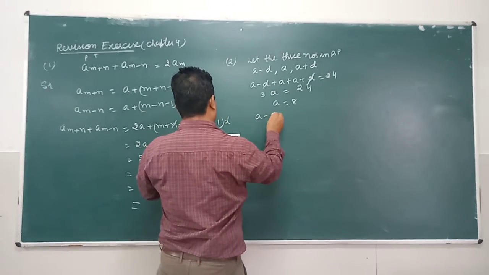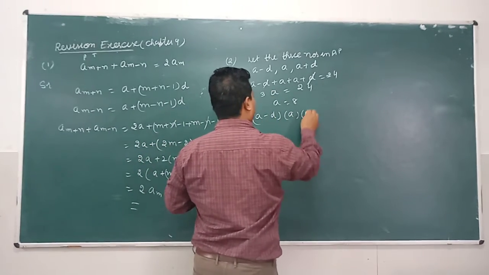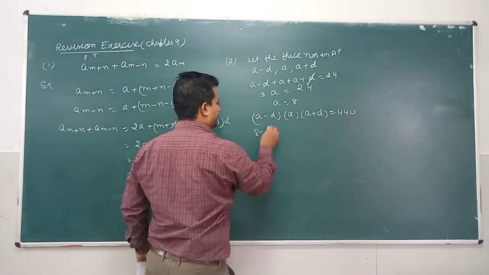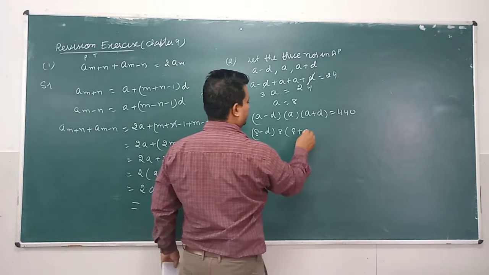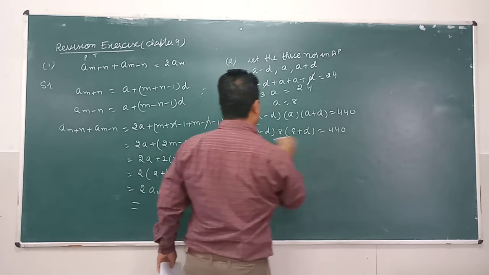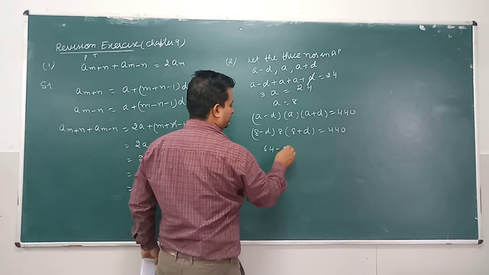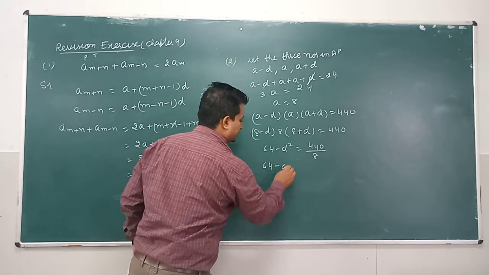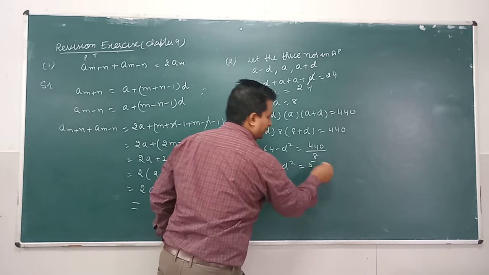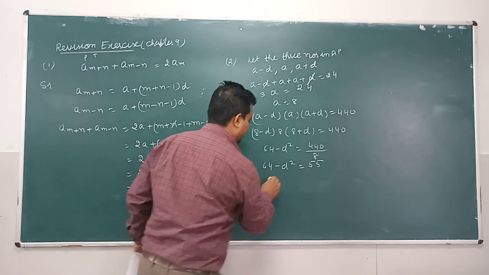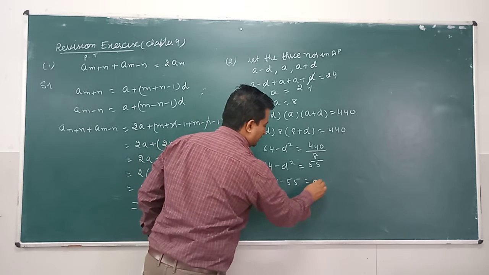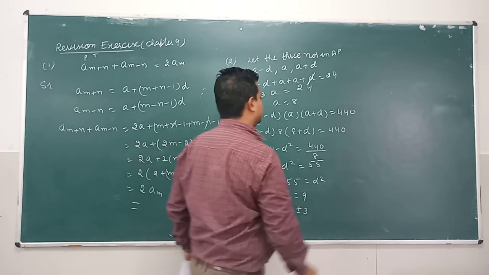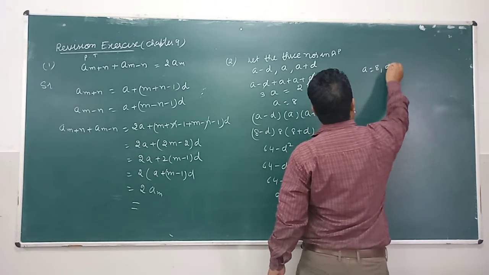And we have also the product of numbers. Product of numbers is 440. So put the value of a, a minus d, a plus d, 440. This is the identity a minus b, a plus b, which is a square minus b square. Divide this, so 64 minus d square is 55. So 64 minus 55 equals d square. d square equals 9. d is equal to plus minus 3. So a is 8, d is 3.